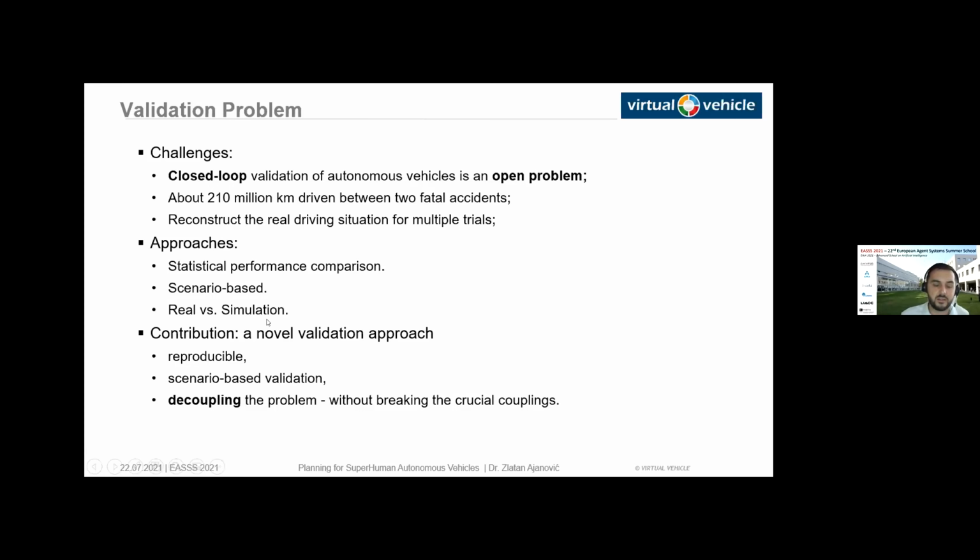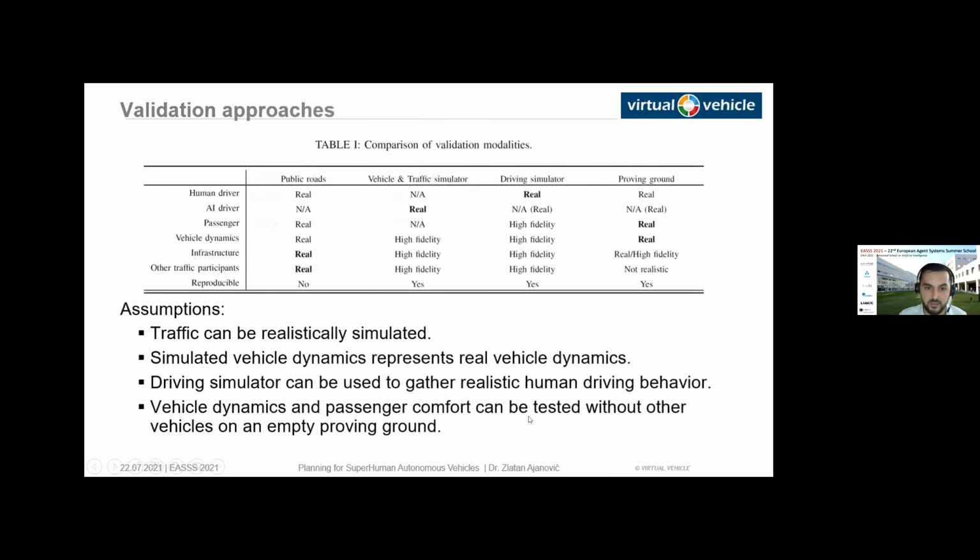Actually, we also used a divide and conquer approach in this aspect. We split the problem, decoupling it into different smaller problems and then validating them individually. And you will see how we did it and how this enables us to do this economically and practically. So if we have different aspects of driving, we have a human driver, an AI driver, passengers, the vehicle dynamics, infrastructure, other traffic participants, and also reproducibility. Because for each validation, we need to have it reproducible, so that we can also test the results.